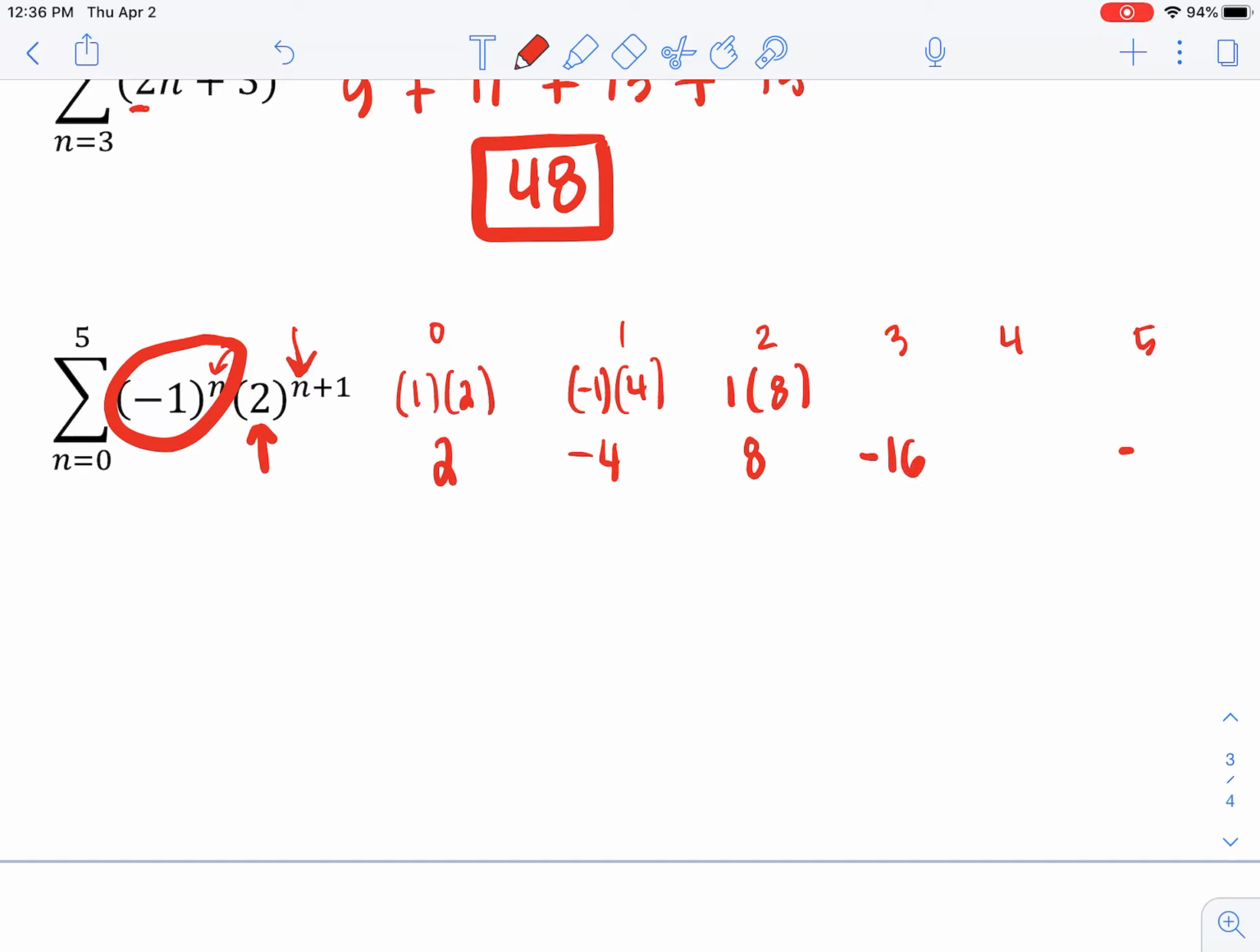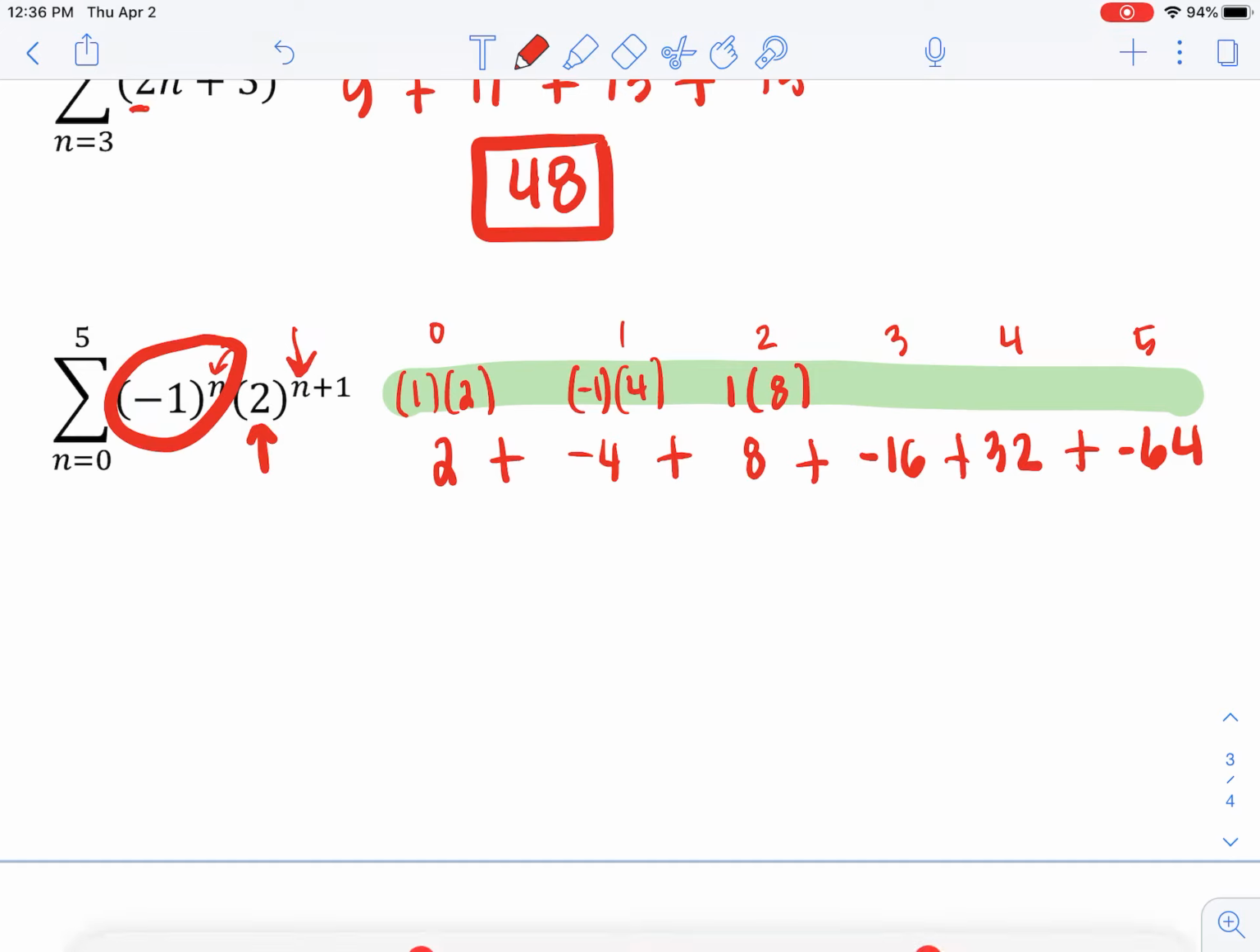So I can get these numbers now. This is 16. This is 32. This is 64. Yes, you could continue the way that we were doing it and get those answers, but this is faster if you just think about the pattern. All right, last thing you have to do is add all of these up. 2 and negative 4 is negative 2, plus 8 is 6, plus negative 16 is negative 10, plus 32 is 22, plus negative 64 is negative 42.